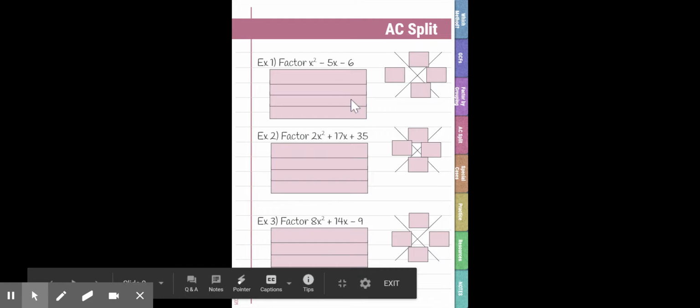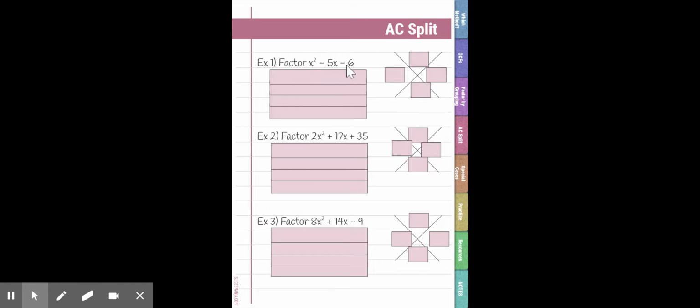So the first thing you're going to do is label a, b, and c. So a here is 1, b is negative 5, c is negative 6. And then a times c, 1 times negative 6, goes on top. And then the negative 5 goes on the bottom.